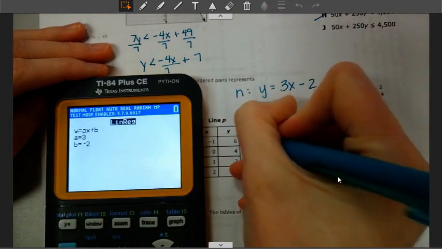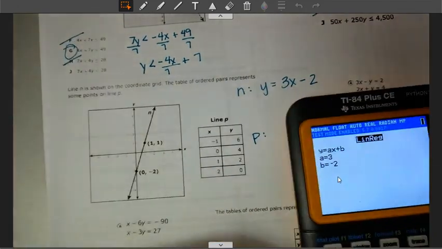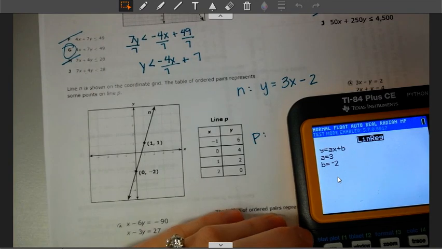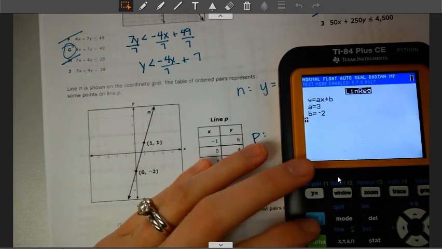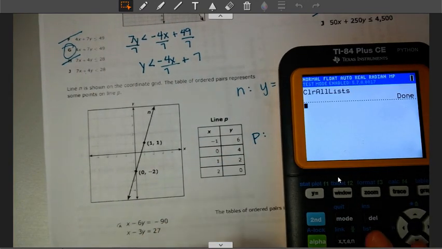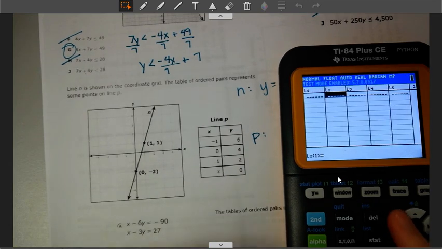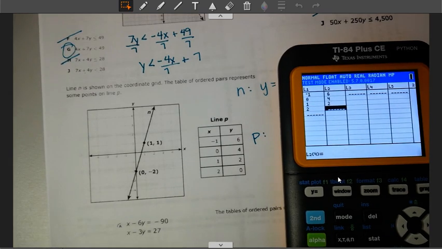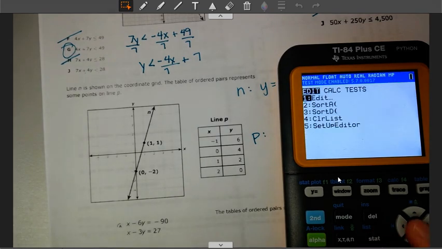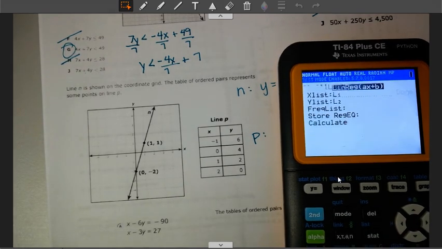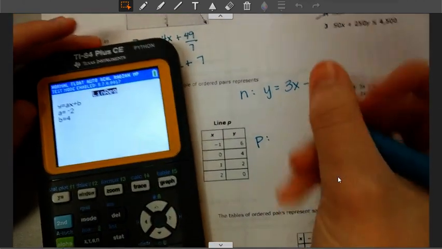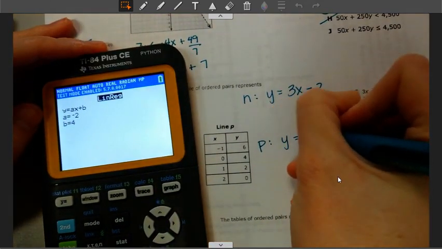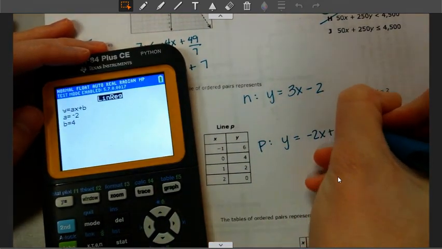Then we're going to go ahead and do line P, and then I should be able to change them to standard form. So again, second plus 4, enter. Go back to stat. X values, they're already in a table for me: negative 1, 0, 1, 2. Then we have 6, 4, 2, 0. Stat, calc, option number 4. A is negative 2, B is 4, so y is equal to negative 2x plus 4.